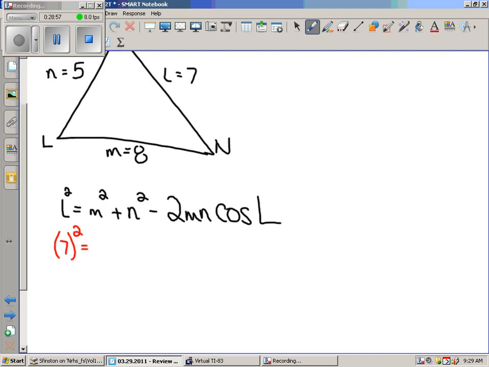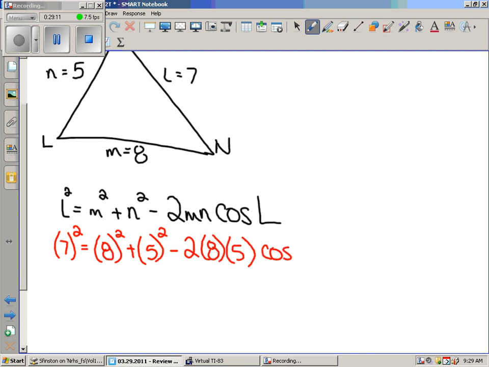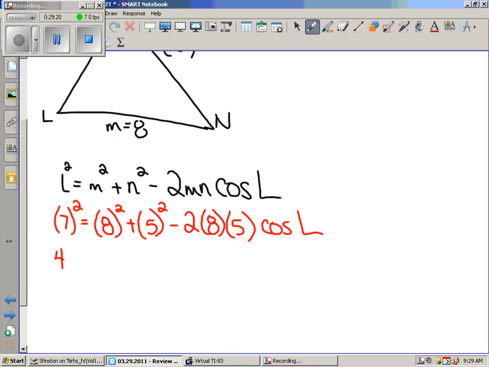Lots of equations. Let's see. 7 squared equals 8 squared plus 5 squared minus 2 times 8 times 5 cosine of L. Oh boy, that's annoying. Well, this is 49. I can do some of this in my head. 64 plus 25 is what? 89. That was easy. Minus 80 cosine L.